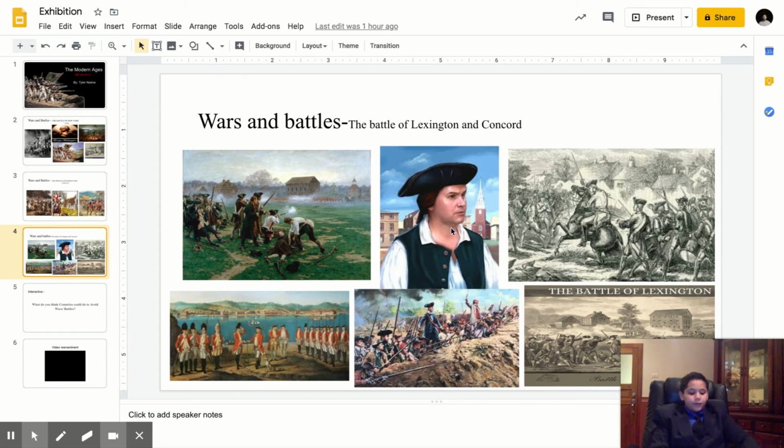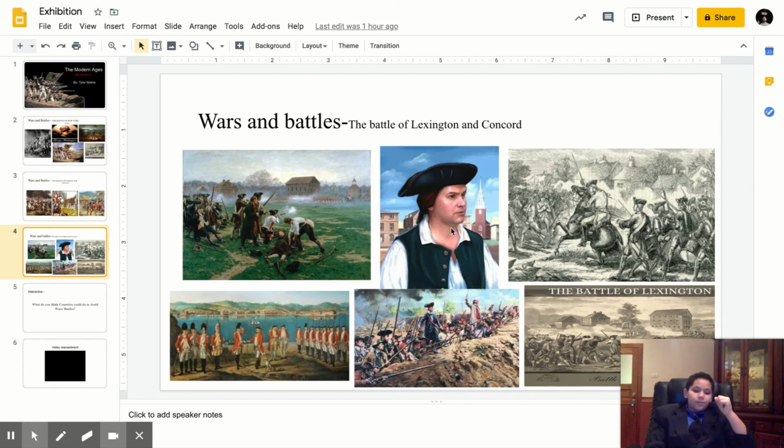The battle happened because the British were trying to capture some of the American leaders, such as Samuel Adams and John Hancock, and they were also trying to capture their weapons. But the Americans fought back. The battle is seen as the start of fighting between Britain and the American colonies, beginning the Revolutionary War.